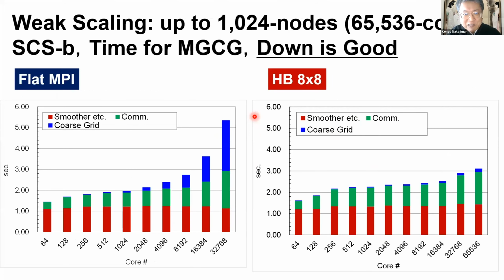The next slide shows the fraction of the time, and the blue part is the coarse grid solver. This is flat MPI and hybrid 8x8. In the case of hybrid 8x8, it's almost scalable, although we have more communication overhead. But in the case of flat MPI, we have a very significant overhead from the coarse grid solver in the many-nodes case.